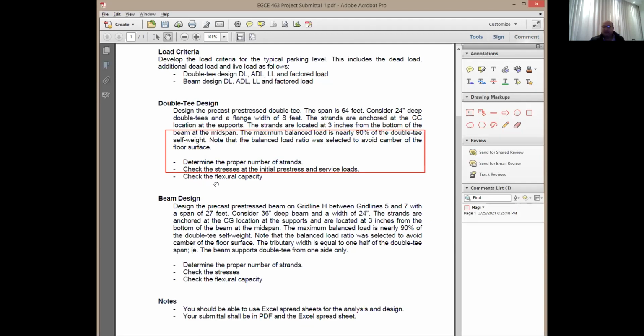It's going to be only the new thing about the flexural capacity, which you can also add to it if you want to. And this section is going to be exactly the same as this one here for the beam design. Look at this. It says here, determine the proper number of strands and check the stresses. It's going to be exactly the same thing for the beam.